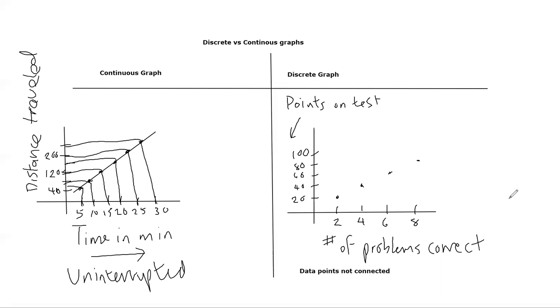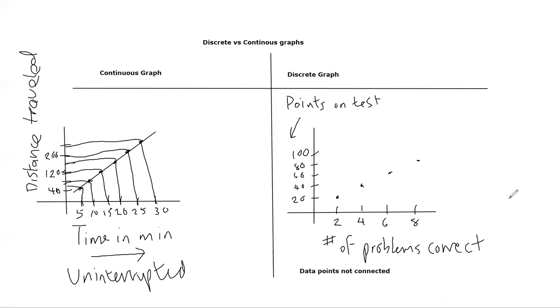I know those aren't straight lines, but you get the point. Time in minutes, right? As time progresses, distance traveled progresses at the same rate. That is a continuous graph. It is uninterrupted. All the dots are connected, right? Okay, what about a discrete graph?